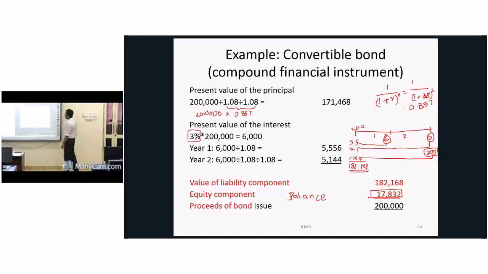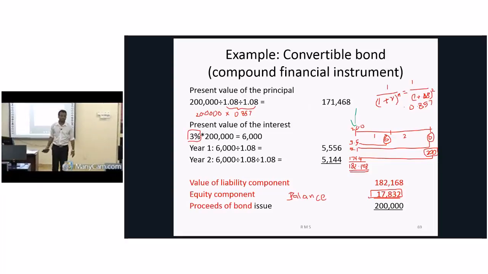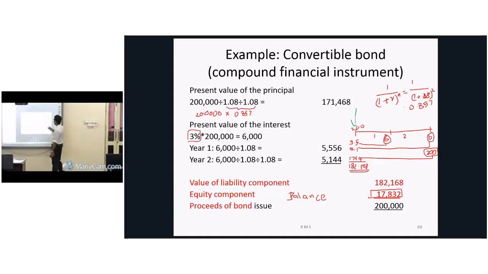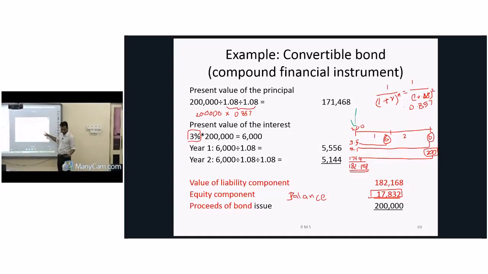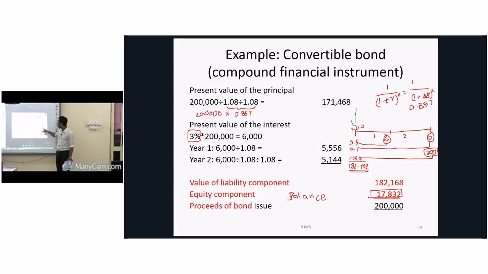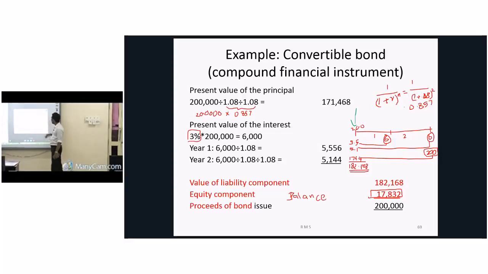Now look at the time frame I have taken. At the beginning I take 200, the loan note value at par, no discount, nothing. At the end of each year, we pay interest: 200,000 at 3% means 6,000. Then first 6 we discount at the rate of 8%. The discount factor is 1 divided by 1 plus r to the power 1.